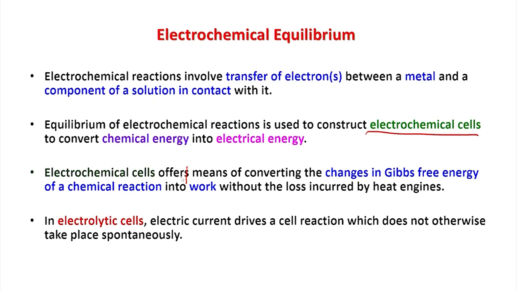In electrochemical cells, you may please note that a chemical reaction happens spontaneously, as a result of which electric current flows through an external circuit. And that is where the chemical energy is getting converted to electrical energy. In contrast, in electrolytic cells, you have electric current driving the cell reaction, and the cell reaction here must be one which does not spontaneously occur in the absence of the electric current.